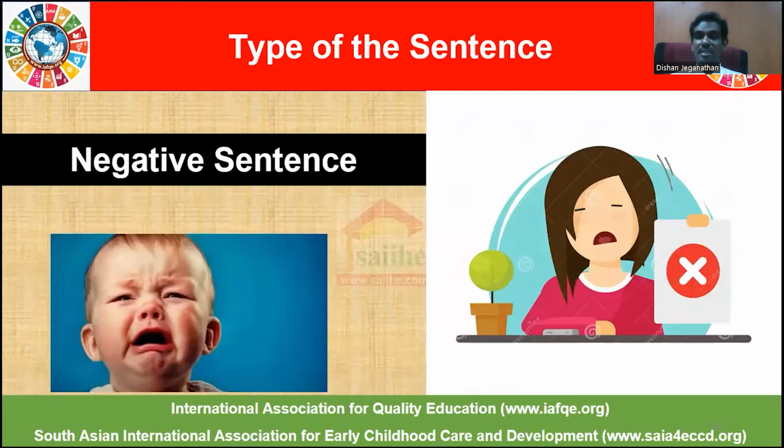Moving on to the second type, which is negative sentence. A negative sentence shows the disliking or maybe the opposite of the positive sentence. Example, I go to school. A negative sentence would be I do not go to school. So it opposes the action that is performed.